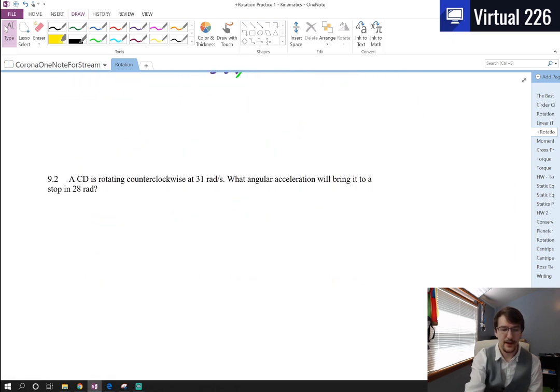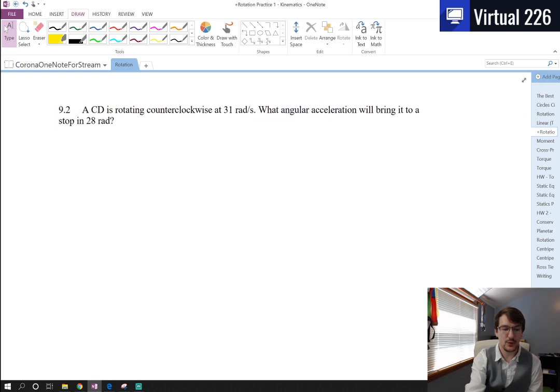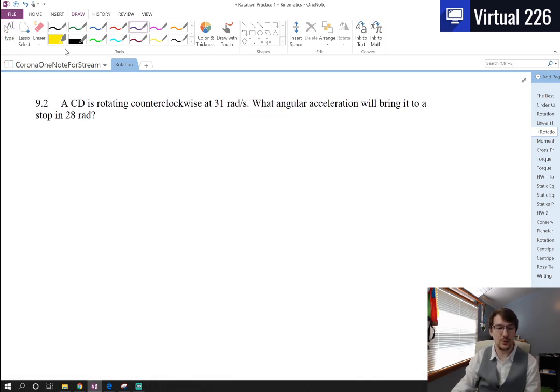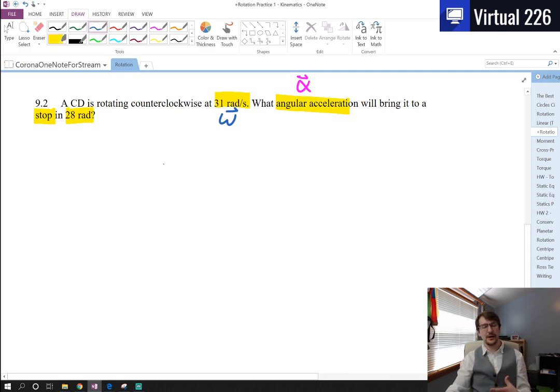For our next problem, we are looking at a CD rotating clockwise at 31 radians per second. Radians is that placeholder of a distance, but it's per second here, so this is an angular velocity. What we want to know is, what is the angular acceleration? So we're looking for an alpha here. What would the angular acceleration be if it is going to stop in 28 radians? So this is a slightly larger problem.